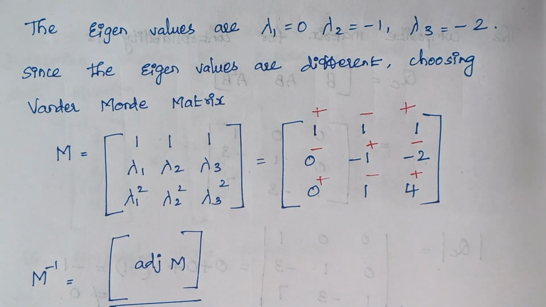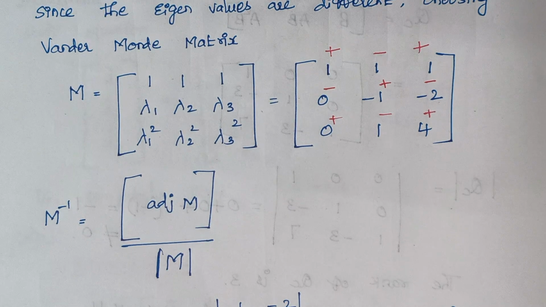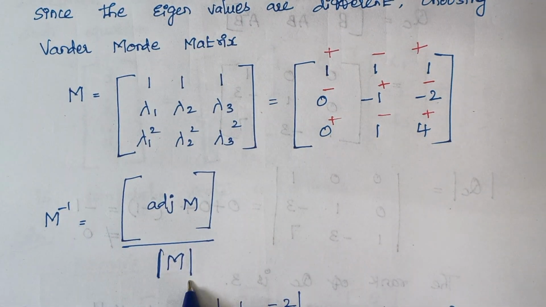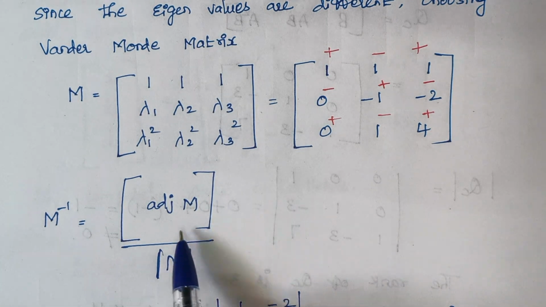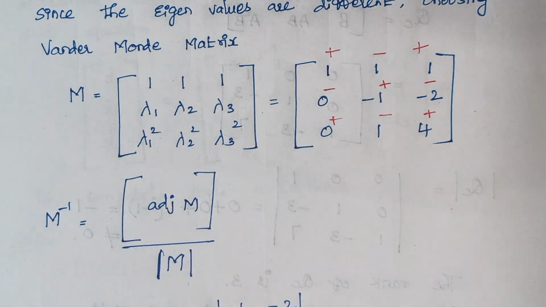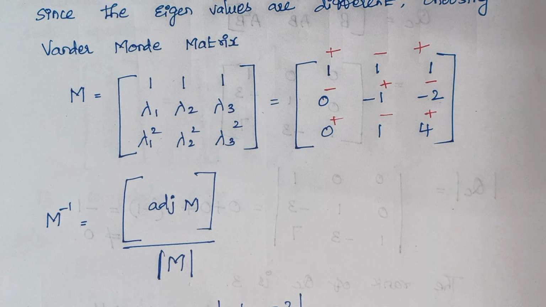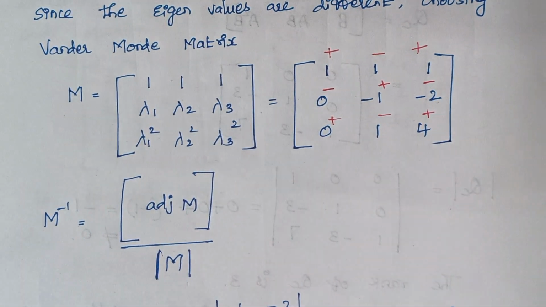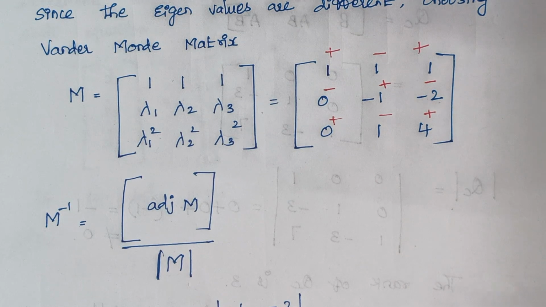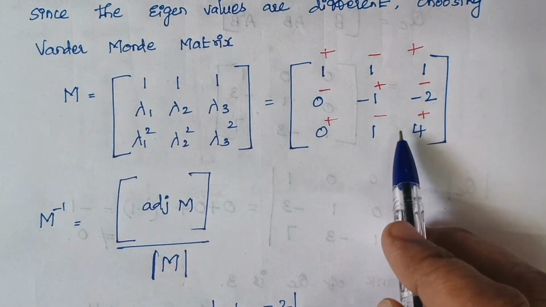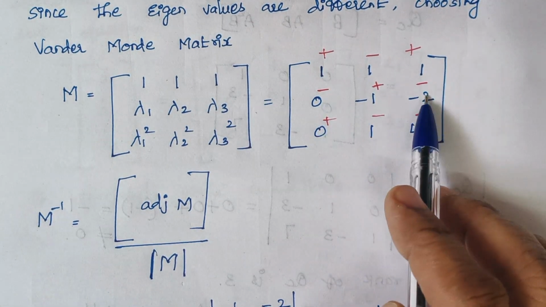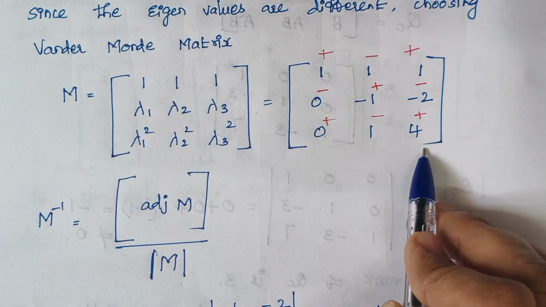And the next step is we have to calculate the M inverse. M inverse is nothing but adjoint of M divided by determinant of M. So how to calculate adjoint of M? Initially we have to find the cofactors for all the elements present in the M matrix. Before proceeding with cofactors, these are all the different sign values we have to consider: plus, minus, plus, minus, plus, minus, and again plus, minus, plus.